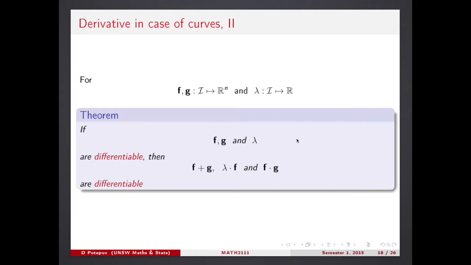Like if you add two functions, if you scale a vector function by a numerical function, if you dot product two vector functions. Again, it's the same dot here and here, but essentially these are two different multiplications. One of them is a scaling, the other one is a dot product. All of these combinations will be differentiable in their own turn.